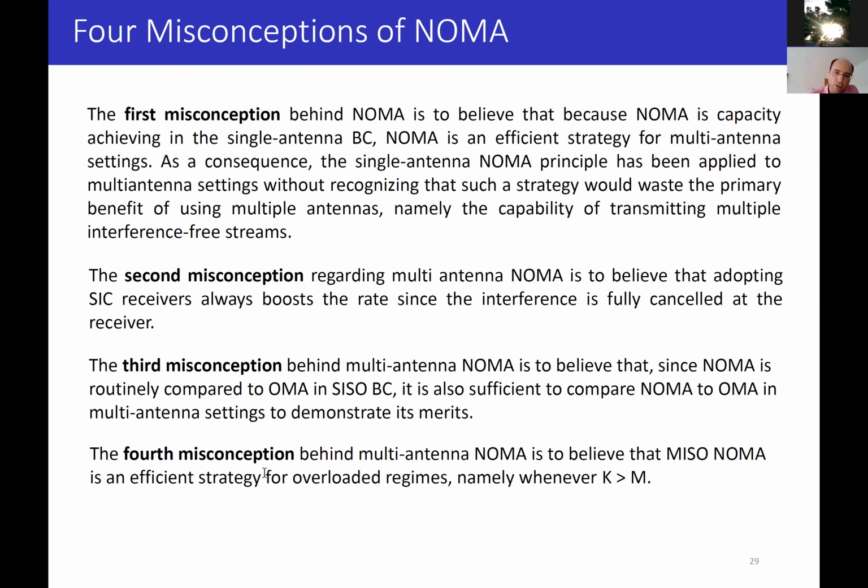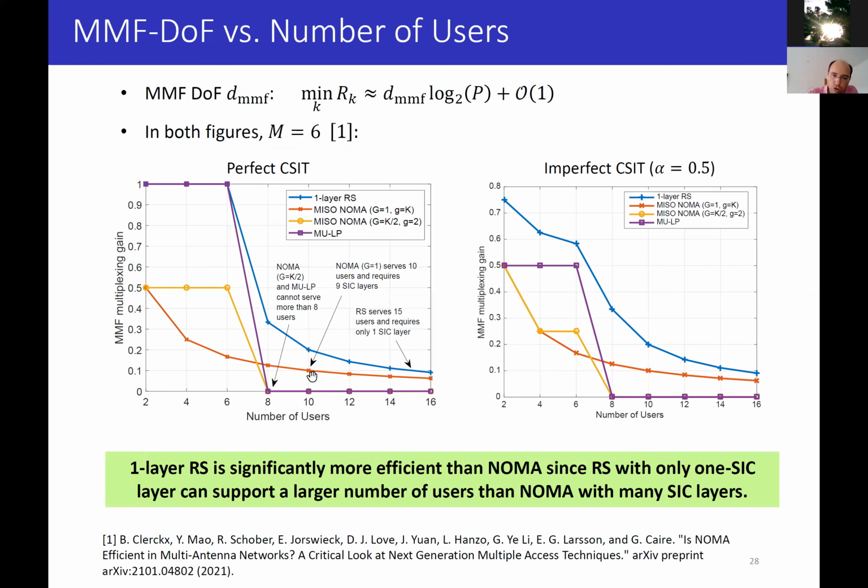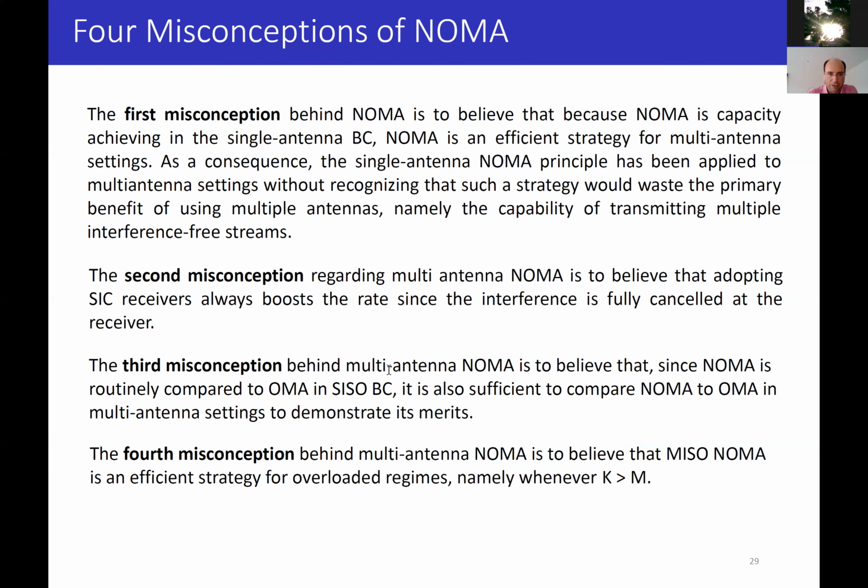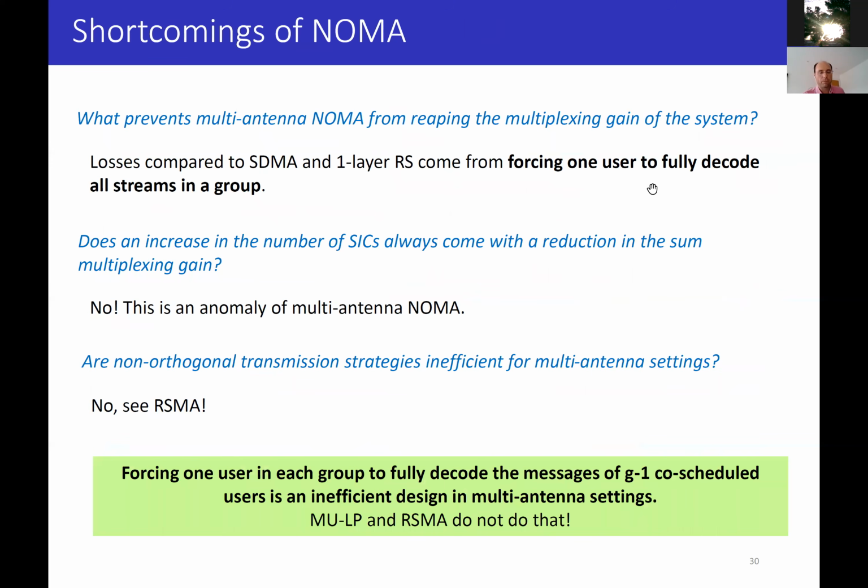And the fourth misconception is to believe that MISO-NOMA is efficient in the overloaded regime. It can be helpful, that's true, but it's not efficient in the sense that here you see, for instance, you could serve a relatively larger number of users with a significantly lower complexity at the receiver. Instead of having 9 SICs, you can have just 1 SIC. So again, that does not mean that NOMA is efficient, simply because you could do much better than that based on other techniques.